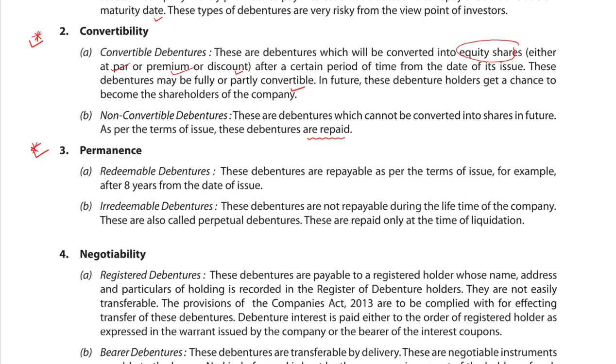On the basis of permanence, redeemable debentures. These debentures are repayable as per the terms of the issue. For example, after 8 years from the date of issue, they could be redeemed. Irredeemable debentures. These debentures are not repayable during the lifetime of the company. These are also called perpetual debentures. These are paid only at the time of liquidation.